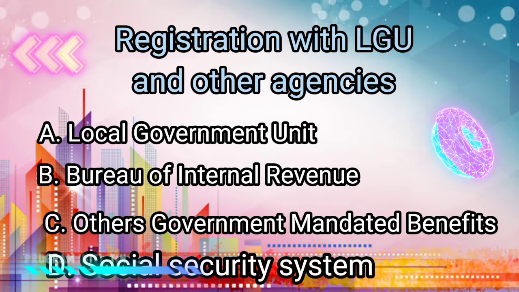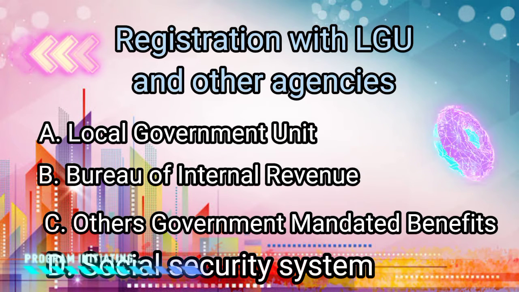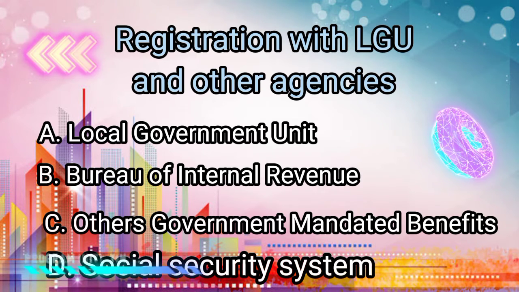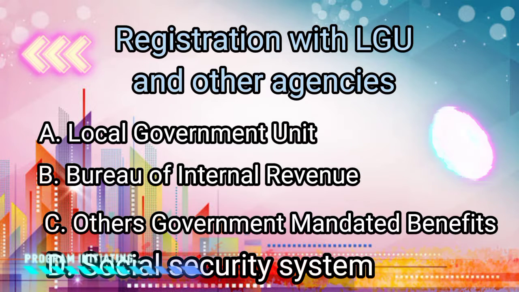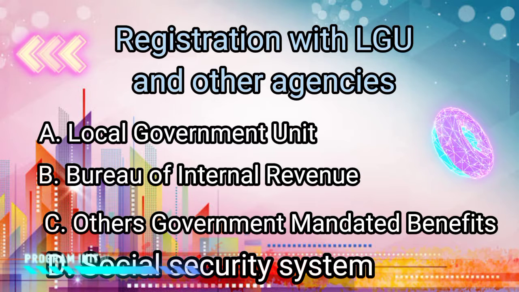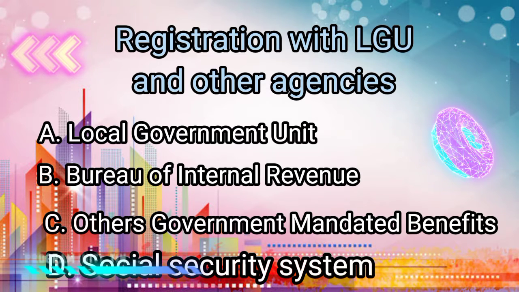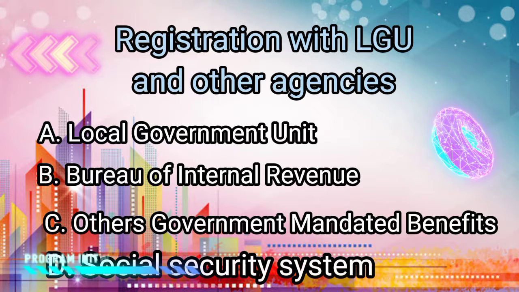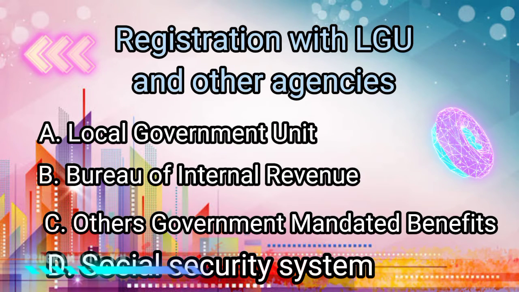Number 3, Bureau of Internal Revenue or BIR. The corporation is required to register with the BIR for the issuance of the TIN as well as the issuance of the authority to print and the registration of a new set of books of accounts that the corporation will be using. And the last, other government-mandated benefits.